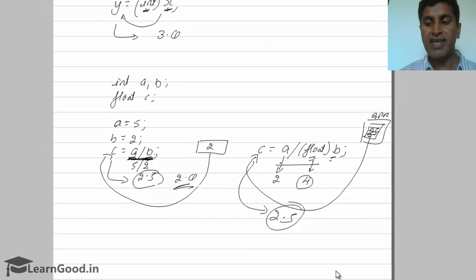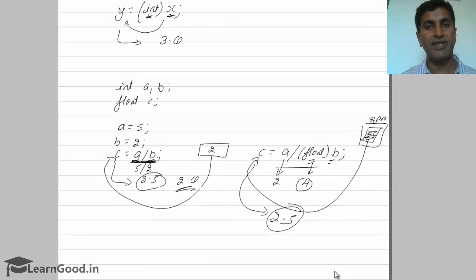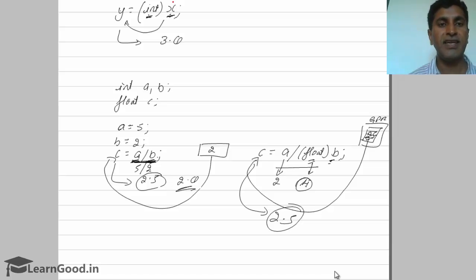Whereas here a is of 2 bytes, and we have converted b to a float, which is of 4 bytes. So for that reason, the maximum number of bytes that any operand is occupying will be the number of bytes allocated inside the GPR. In this case, we are converting an integer to a float. In the previous case, we converted a float to an integer. So converting from one type to another type is called typecasting.